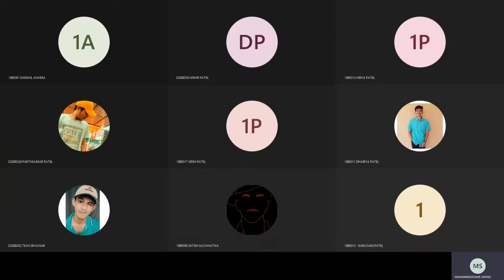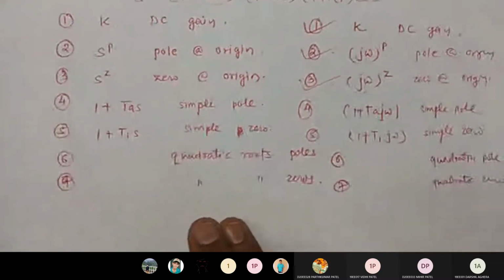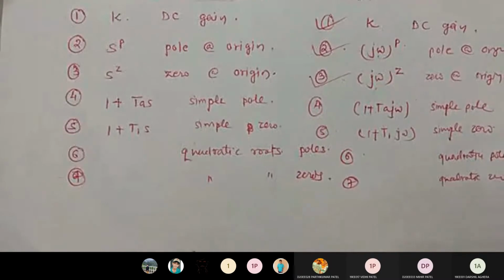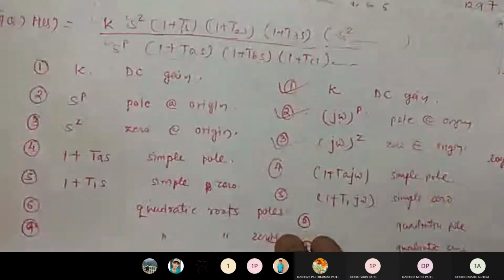So in the previous class, we have gone through the concept of frequency response analysis, and in that particular we have gone for the plotting of Bode plot. Okay, so for the Bode plot, we have taken this standard form.